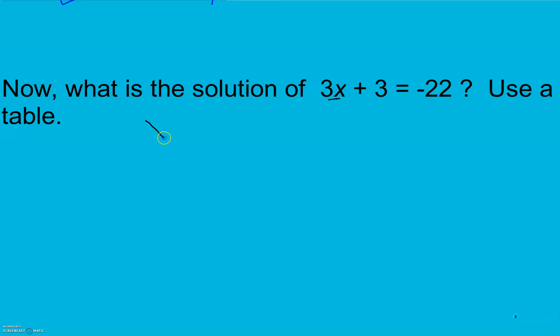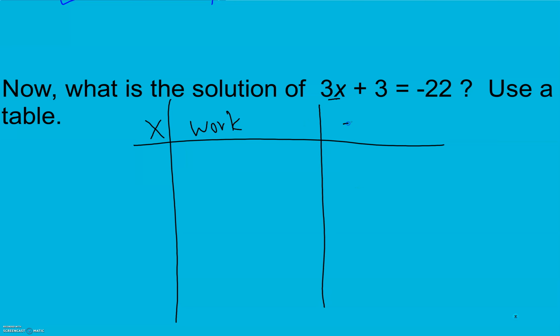My variable's an x, so my columns are going to be x, my process or my work column, and -22, because that's what we're looking for. I'm going to try 0 and 1 first. 3 times 0 plus 3 gives me 0 plus 3, 3. That's not what we're looking for. 3 times 1 plus 3. 3 plus 3 gives me 6. That's also not what I'm looking for, and I'm going in the wrong direction. That got bigger. I want numbers that are smaller.